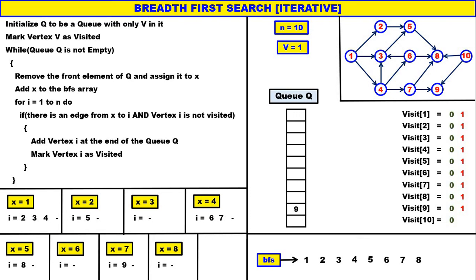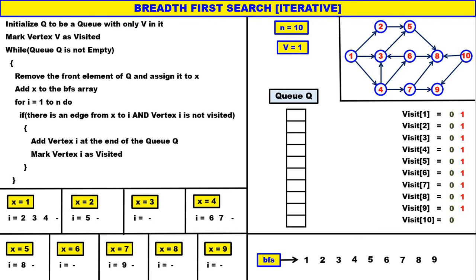Again come back. Is the queue empty? No, the queue is not empty. Remove the front element of the queue, 9, and assign it to x. Therefore x becomes 9. 9 is added to BFS. Yes. What are the nodes adjacent to 9? There are no nodes adjacent to 9. Therefore we cannot do anything for 9. Again come back. Is the queue empty? Yes. Now the queue has become empty.